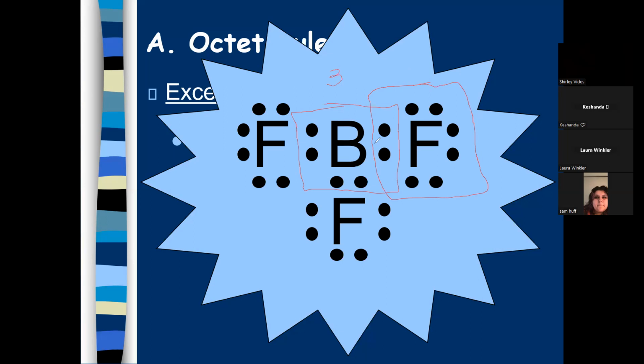Now, I like bonds with lines, because then you can differentiate between the bonds and the lone pairs. These are lone pairs right here, right? But that's okay. You will see them either way. So that's why I want you to see both. Okay, here we go. Let's go next.